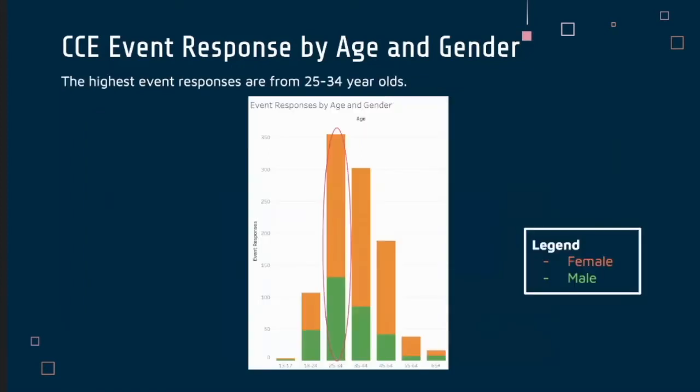And this is the same data, but in a bar graph representation. And here we can clearly see that the percentage of females in orange dominate over males. And in addition, the tallest bar of event responses is between 25 to 34-year-olds.